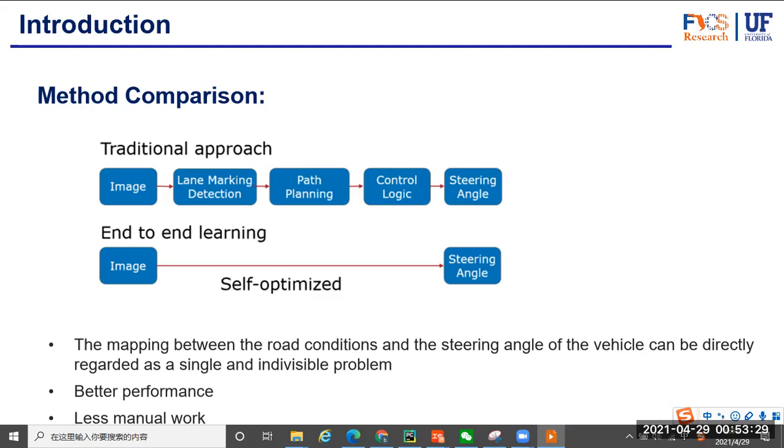The end-to-end supervised learning method treats the entire mapping problem from the input road image frame to the output vehicle steering angle as a single indivisible task. This end-to-end method reduces the manual workload and can get very good performance. So this design adopts an end-to-end supervised learning method.